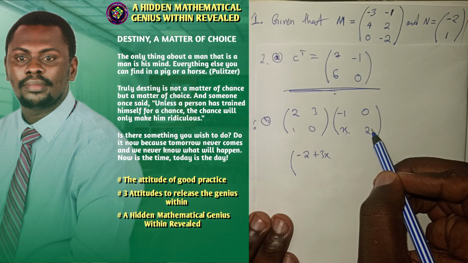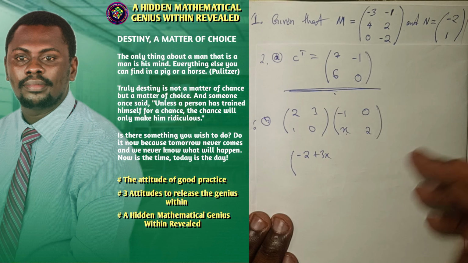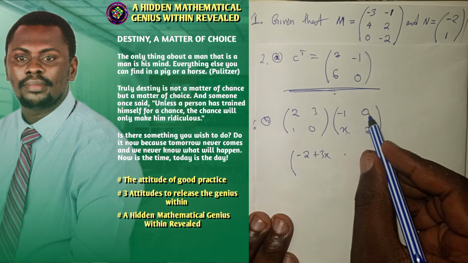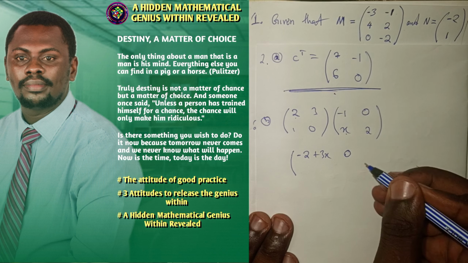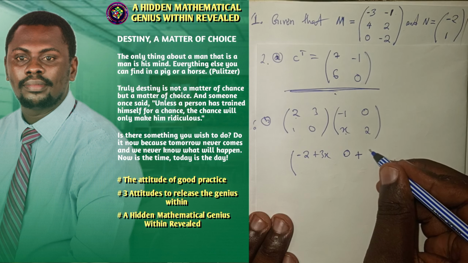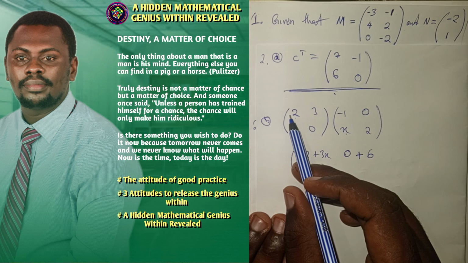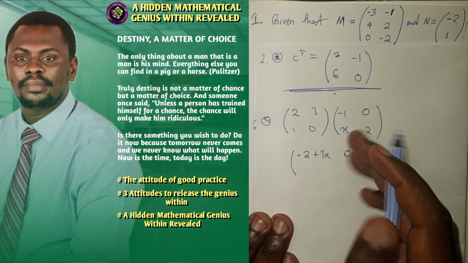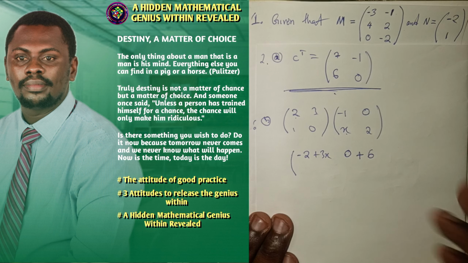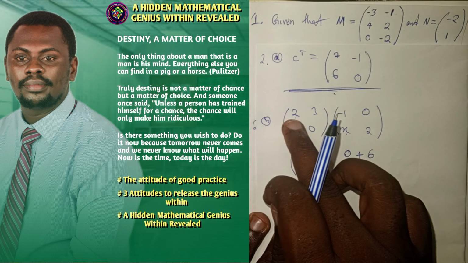We go to the next column. Even here, you move a step there, we leave a space, so it will be 2 multiplied by 0, you get 0, plus 3 multiplied by 2, you get 6. So this row has multiplied all the columns in the second matrix. So we are done with the first row.